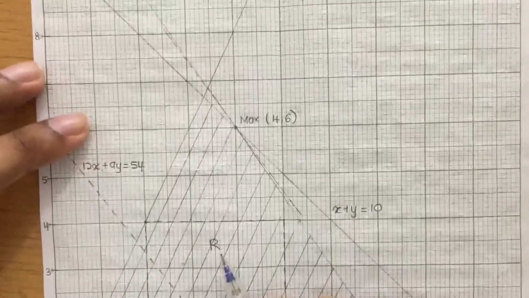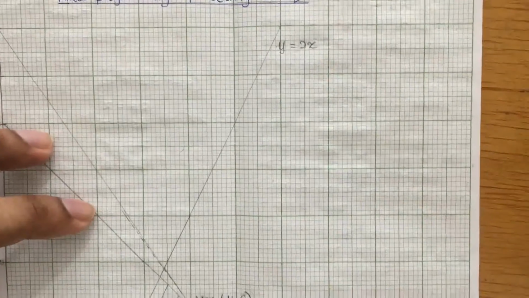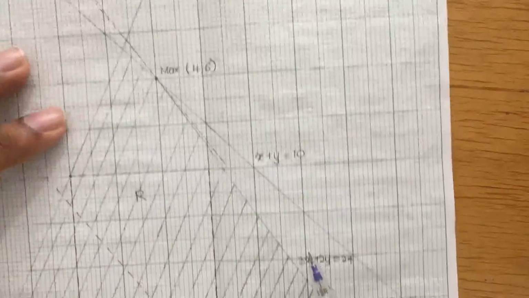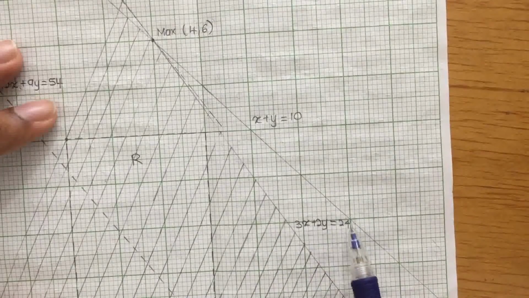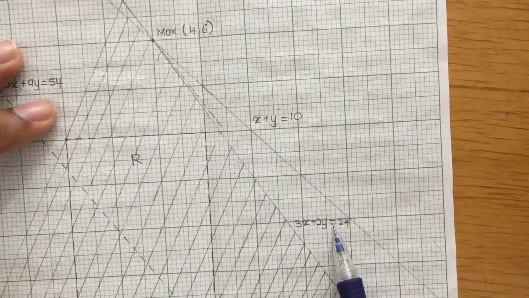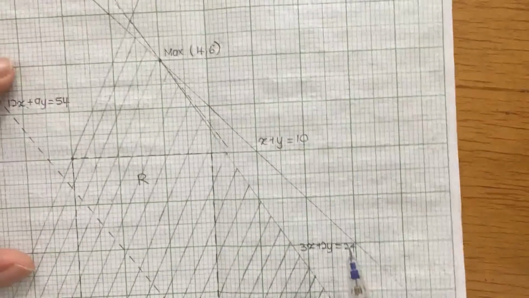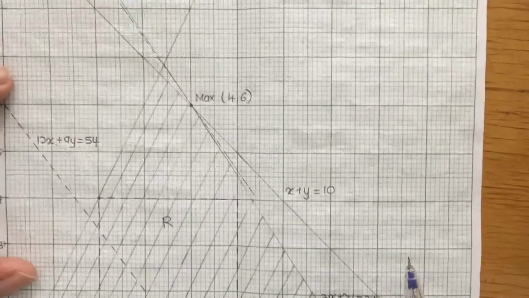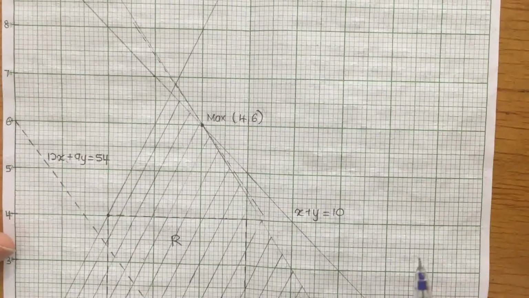So you plot this graph as well, y equals 2x, and then at the last, over here, 3x plus 2y equals 24. So you choose any 2 points and then you plot this graph as well. Okay, so once you've already plotted the graph, what you need to do is identify which region you need to shade.